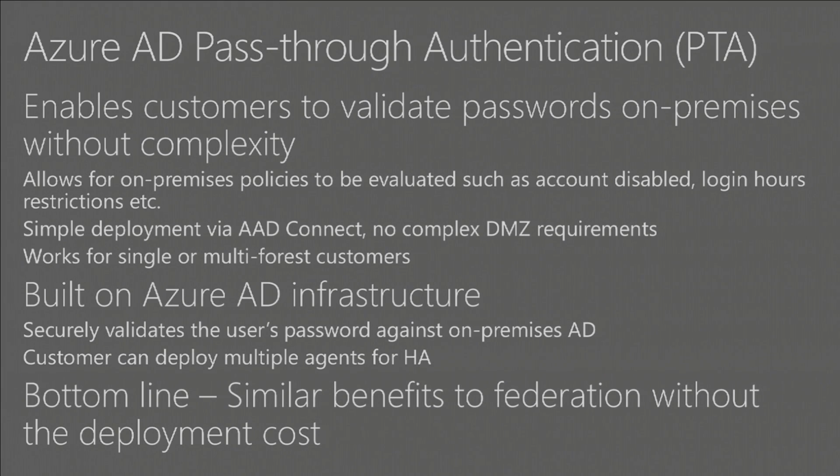What we have is a component that sits in the on-prem environment that connects to the cloud using a cert. So there's no inbound connectivity required here, therefore no complex DMZs. And as far as high availability goes, you just deploy more of these connectors and you get high availability, and we automatically round robin between them. Effectively, what we have here, bottom line, is a very similar sign-on experience to Federation, without the deployment costs.